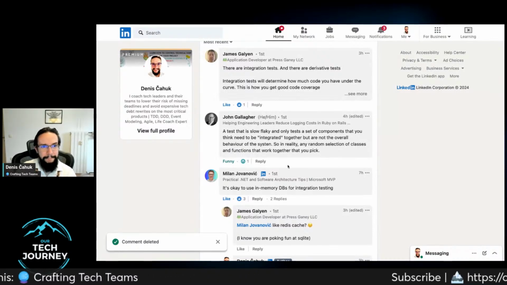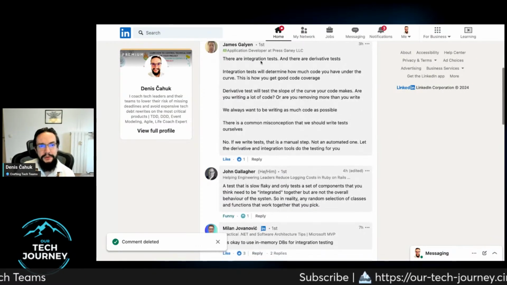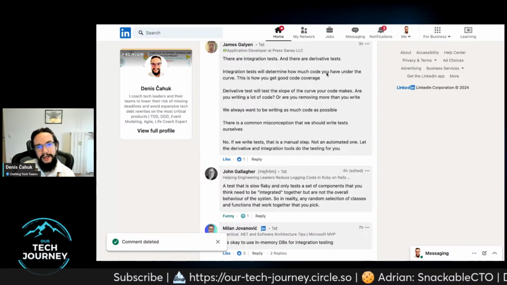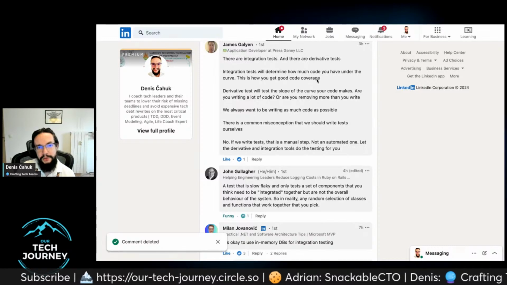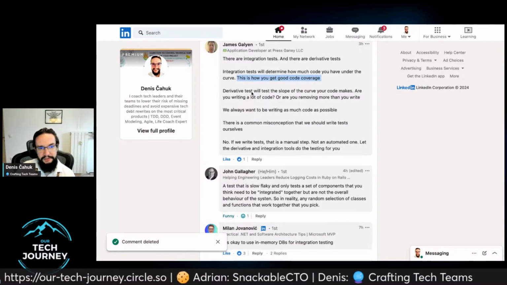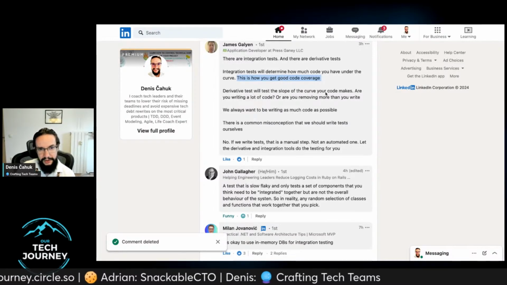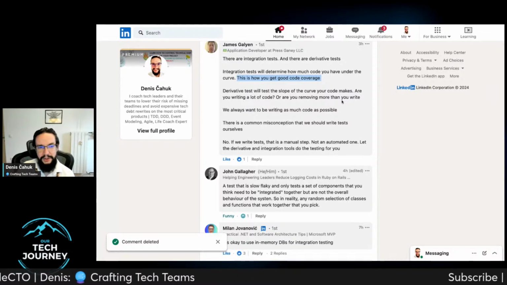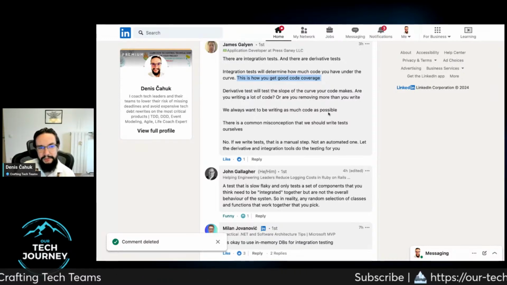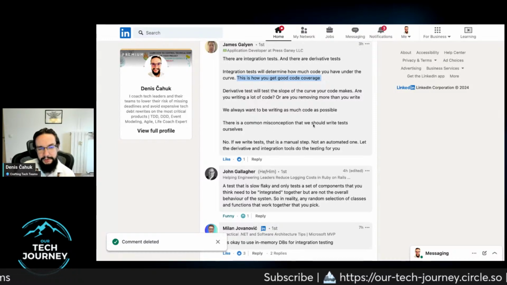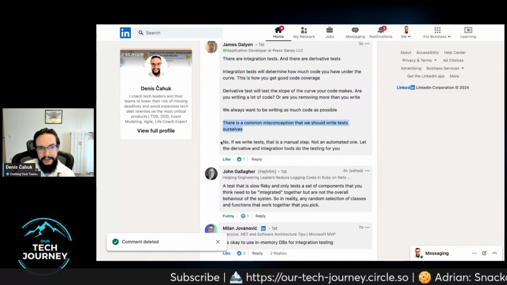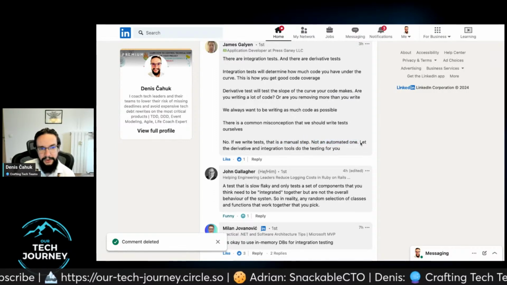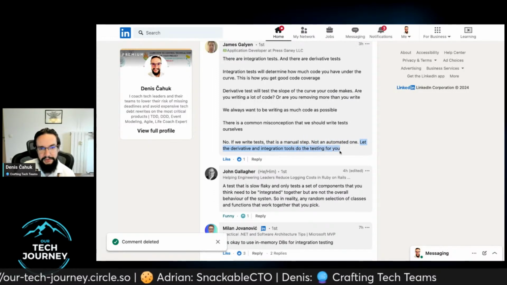So James Galen says: there are integration tests and there are derivative tests. Integration tests will determine how much code you have under the curve. This is how you get good code coverage. Derivative tests will test the slope of the curve your code makes. Are you writing a lot of code or are you removing more than you write? We always want to be writing as much code as possible. There's a common misconception that we should write tests ourselves. No, if we write tests, that is a manual step, not an automated one. Let the derivative integration tools do the testing for you.